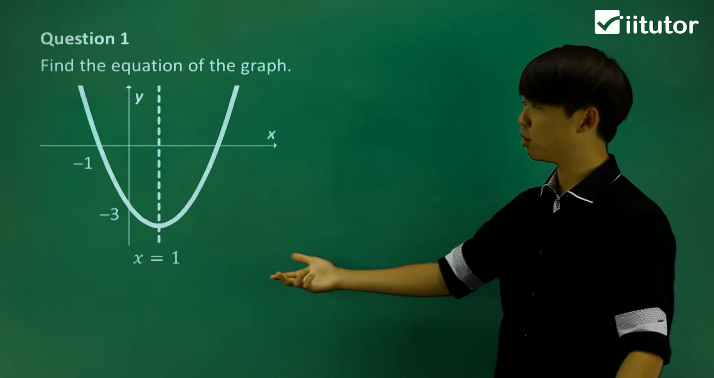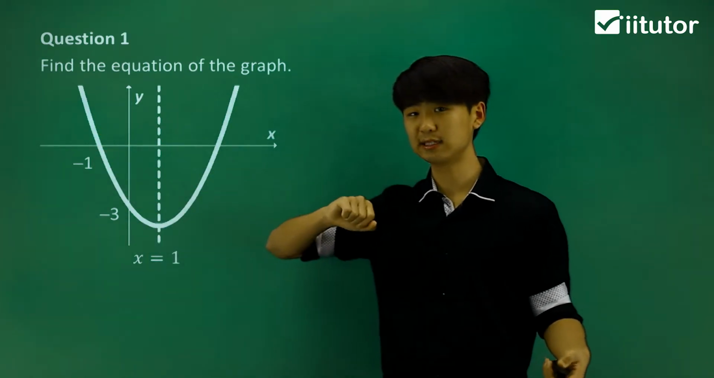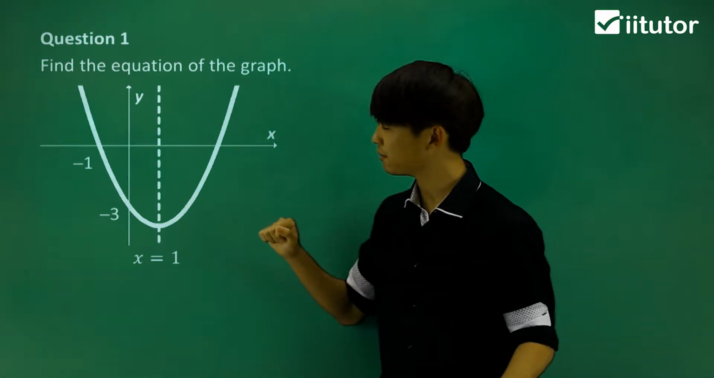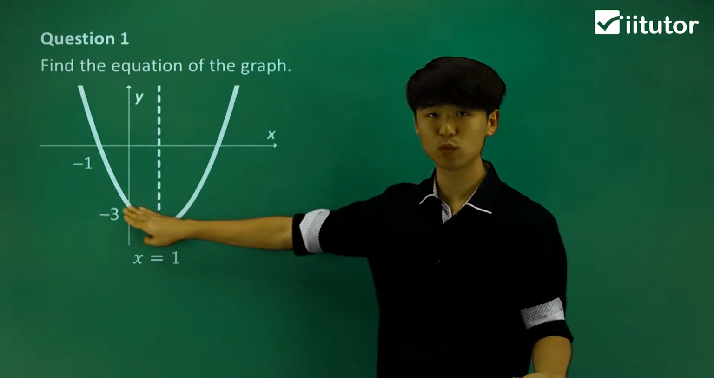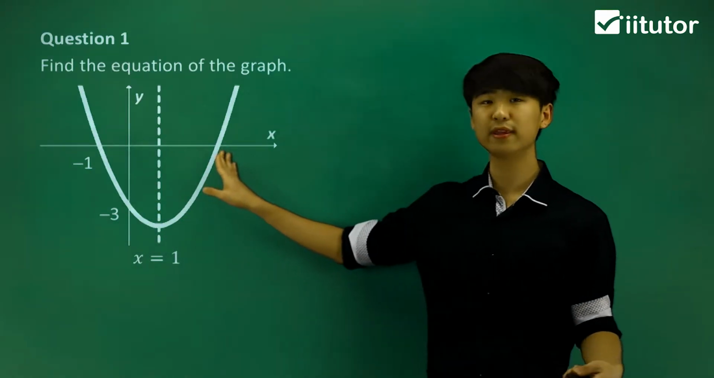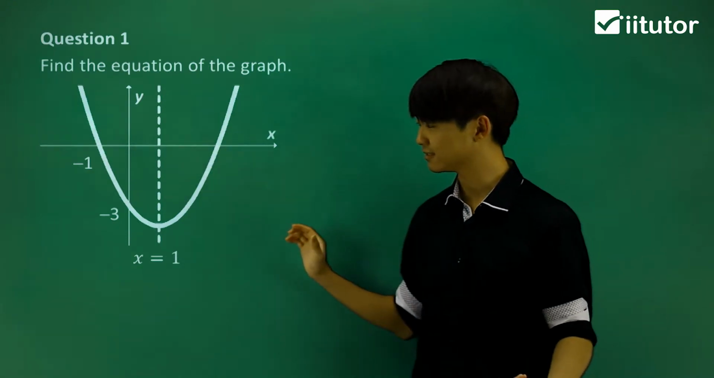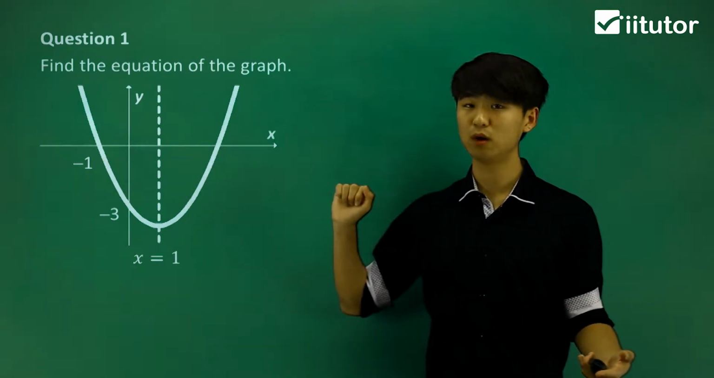Let's see what we have in this graph so far. It tells us that there's an intercept at x equals -1, and it passes through the y-axis, has a y-intercept at -3. It doesn't tell me what the other intercept is, but what it does tell me is that there is an axis of symmetry at x equals 1.